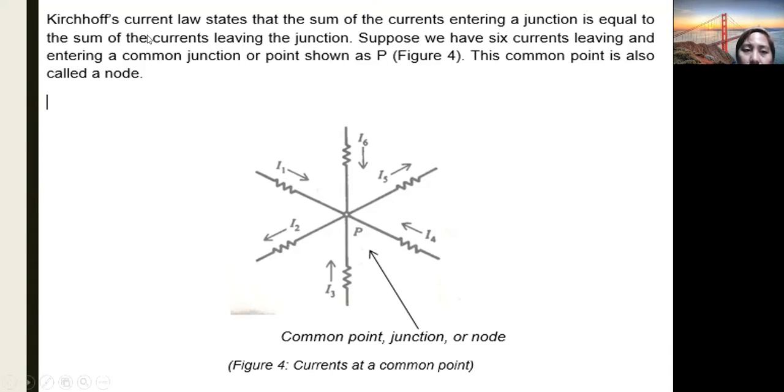So here, I want those who were called, who are they again? Abigail, Ronald, and Sophronia. Can you show me the formula for this, or how will you illustrate this with a formula? By just seeing that formula, your classmates will be reminded of this statement: the sum of the currents entering a junction is equal to the sum of the currents leaving the junction.